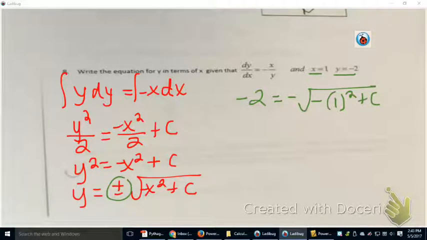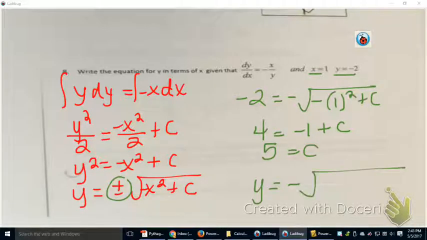So divide by -1 and then square both sides, so you get 4 equals -1 plus c. Add 1, so c is 5. So your final equation is y equals negative square root of negative x squared plus 5.